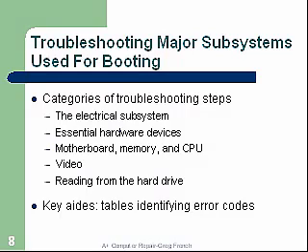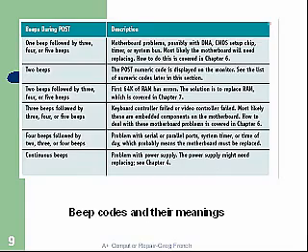Essential hardware devices: motherboard, memory, CPU, video, reading from the hard drive. These are all categories of troubleshooting steps. Key aids, tables, identifying any error codes that you might come across. Here's a good table. These are beep codes and their meanings.